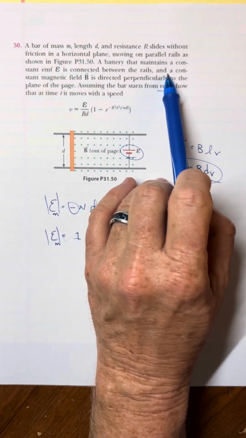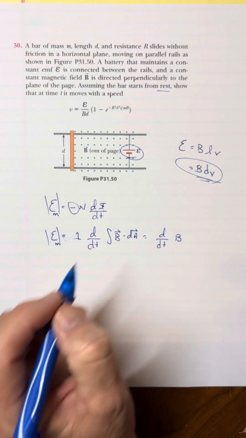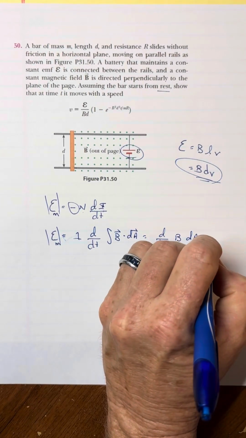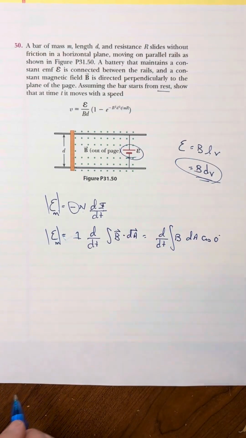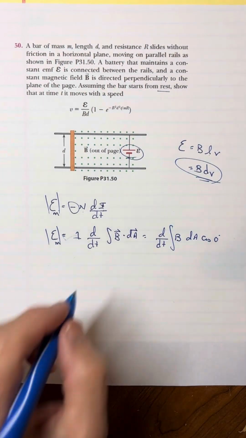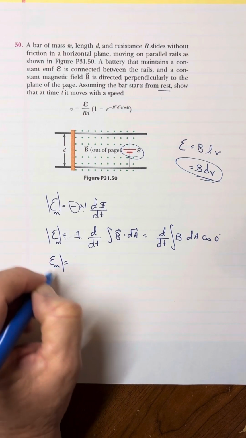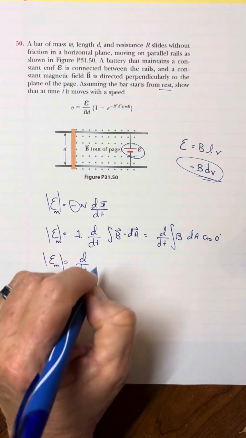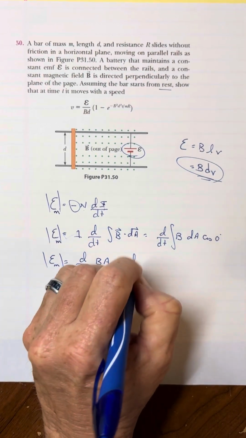Did it say constant? Yeah, a constant magnetic field. And so I can say, here's my magnetic field. I guess I can leave this as a dA, and then the cosine of 0 degrees or 180 degrees, but again, ignoring the minus sign. And hopefully not going too fast here, but this is just the easiest flux, and so it is just the amount of field times the amount of area.